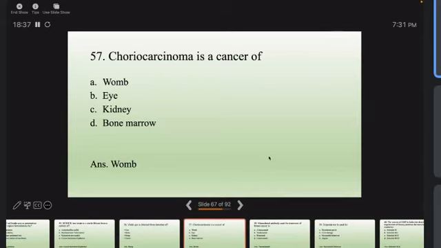So it is a cancer of the womb, meaning along with the placenta, the baby and the mother will be affected. Another thing is, the baby may or may not be delivered. Usually the chances of delivery do not happen. They usually terminate the pregnancy quite early. So that is it: choriocarcinoma is a cancer of the womb.